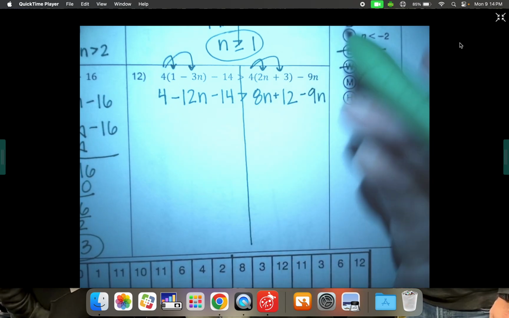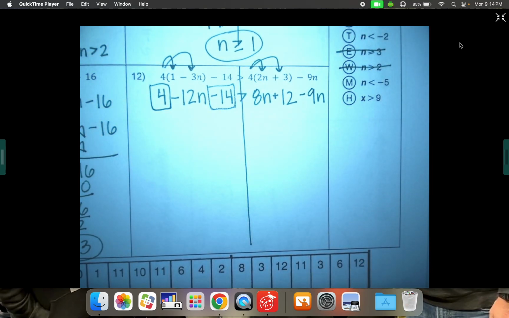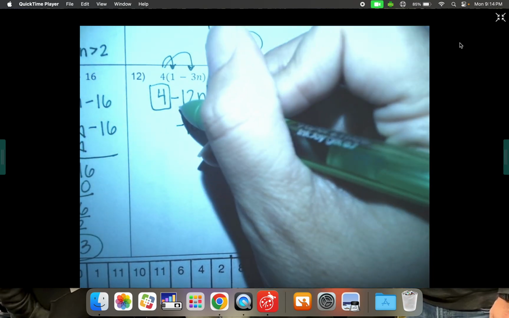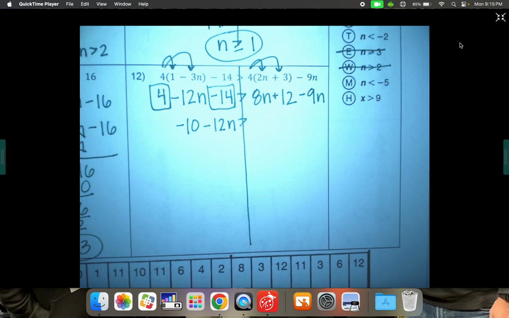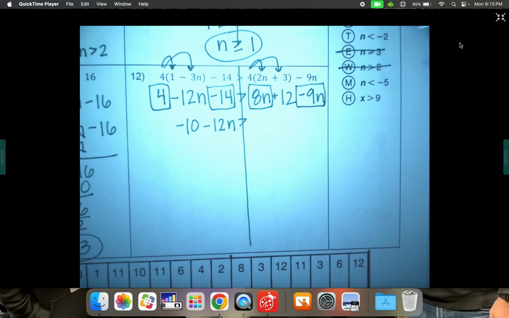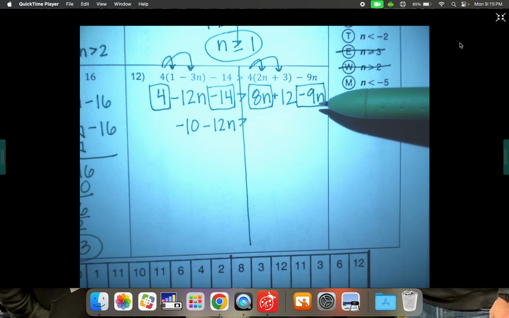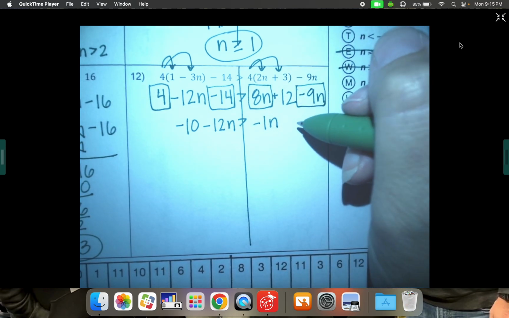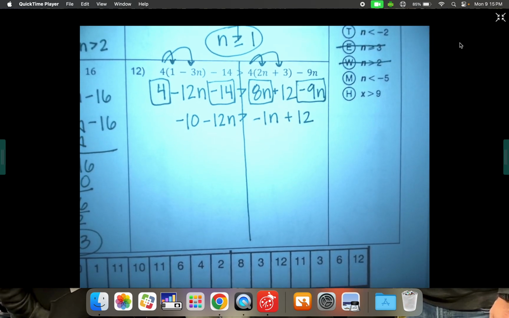So I'm going to start on the left. We've got a 4 and a minus 14. 4 minus 14 is negative 10. And then I'm just going to bring down my minus 12n. On the right, my like terms are the n's, the 8n and the minus 9n. So 8 minus 9 is negative 1n. And then I'm just going to bring down my plus 12. Whew, okay, that was a lot.